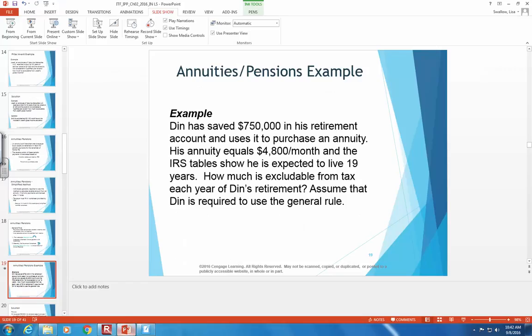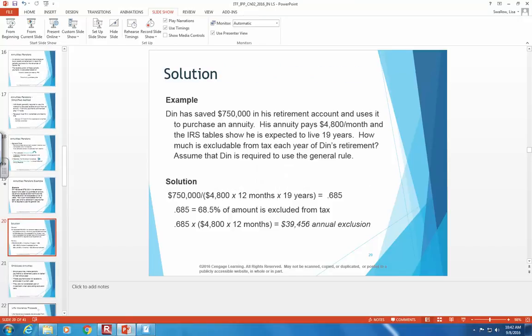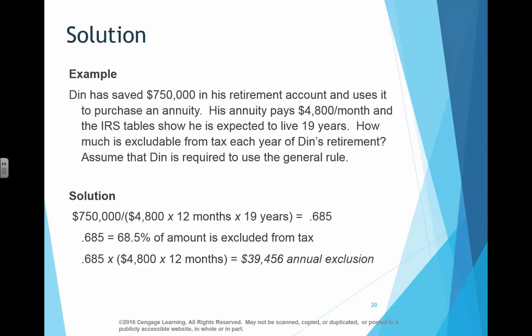How'd you get that taxable amount? So if 68.5% is excluded, 31.5% is included. Oh, okay. Good.